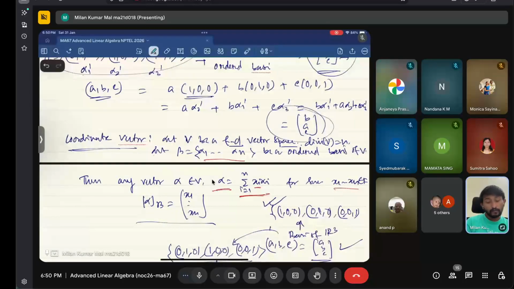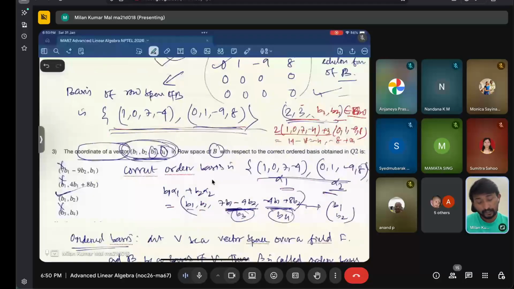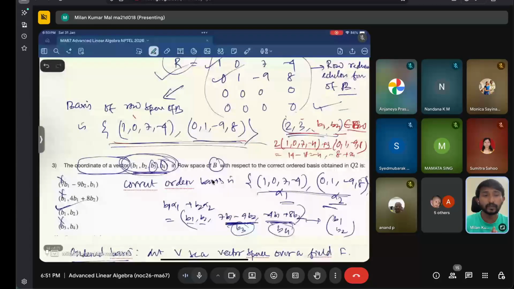So now you are asking about (2, 3, b3, b4), and you are already told that it is in the row space, and these are the ordered basis of the row space of the matrix B. What will be the coordinate vector if you want to write it as a linear combination of the two vectors (1, 0, 7, -4) and (0, 1, -9, 8)? It is very clear that it has to be (2, 3), because to match the first two terms you have to multiply 2 to the first vector and 3 to the second. So this is the coordinate vector.